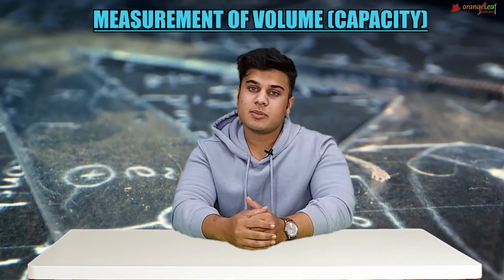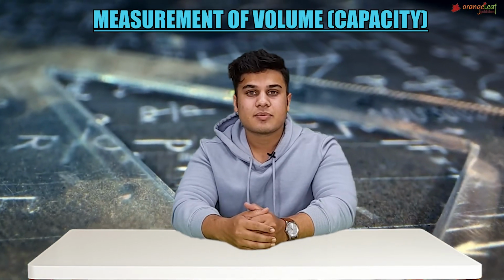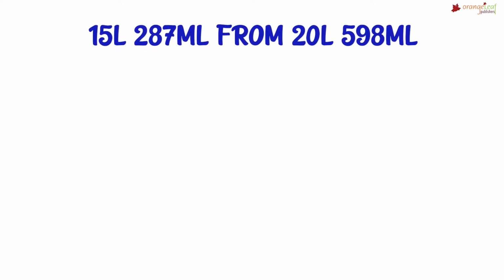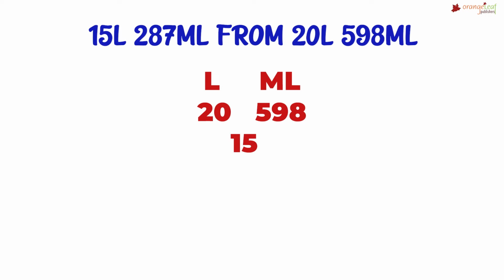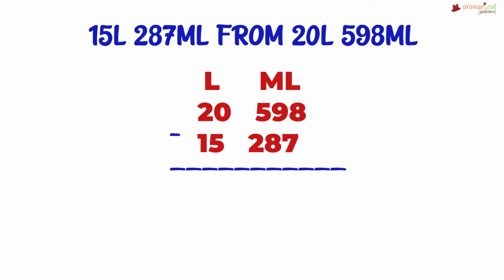We now have to place them in columns and find the difference. 15 liters 287 milliliters from 20 liters 598 milliliters. Because 20 liters is more than 15 liters, we place the second value on top. We start by subtracting the milliliters column, which is 598 minus 287, which gives us 311. We write 311 in the milliliters column.